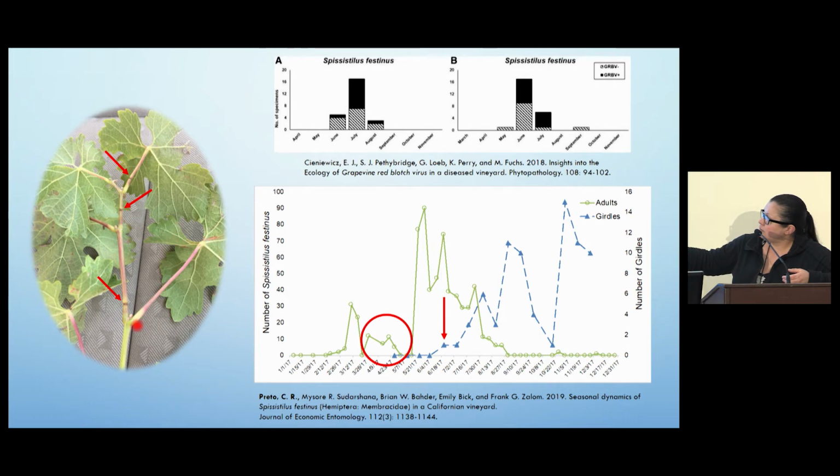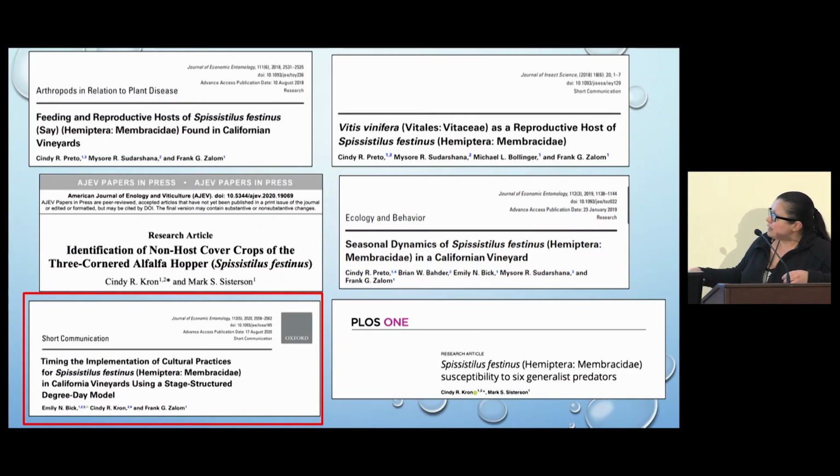And here you see what girdling on a grapevine can look like. These are all different girdles on the same shoot. So we really want this period of time, right? And so that's where this paper, the next paper, came into play. We created a model to predict the ideal window.